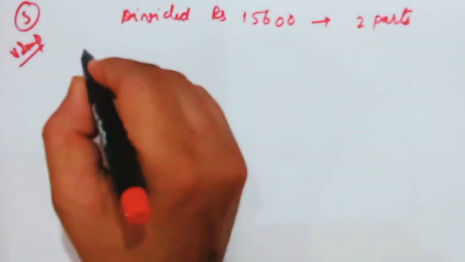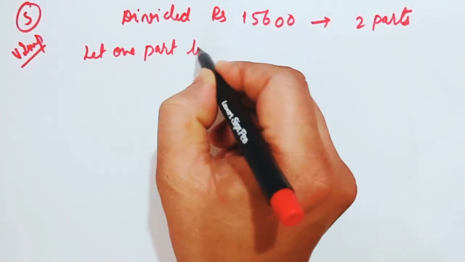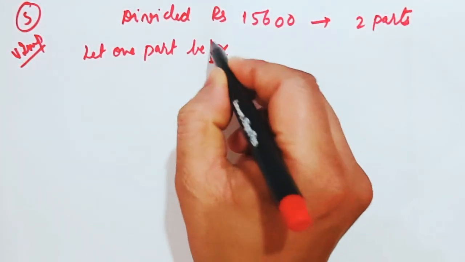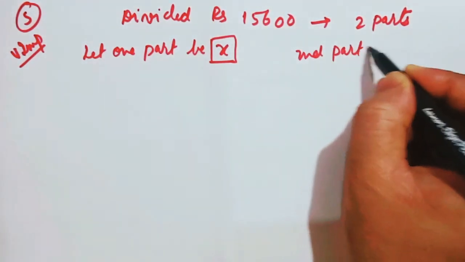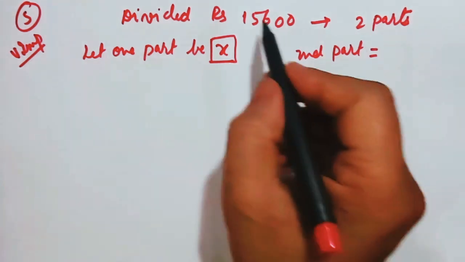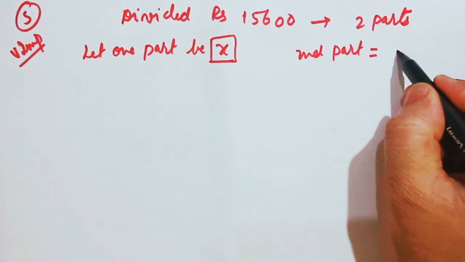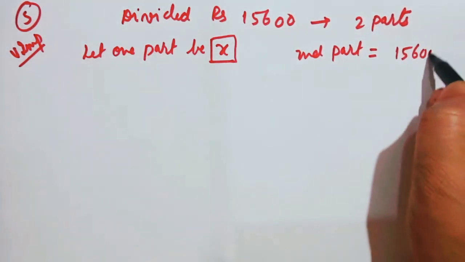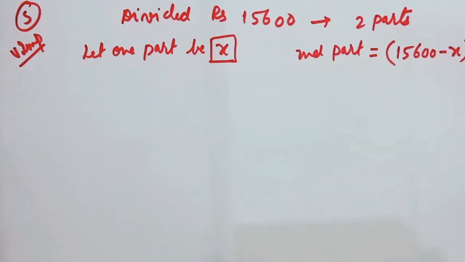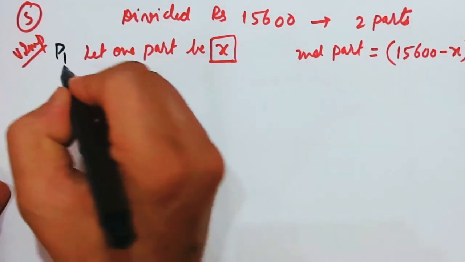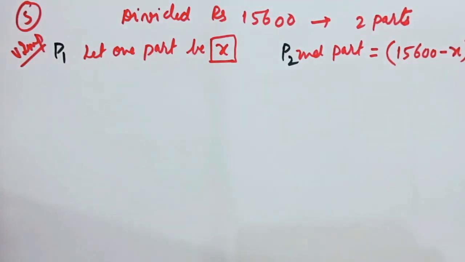So let one part be x, let one part be x. So this is the first principal, and the second part will be equal to how much? तो 15600 में से आप x निकाल लोगे तो क्या बचेगा? You will get 15600 minus x. So this is your second principal. So this is my principal 1, and this is my principal 2. Very good. P1 and P2.